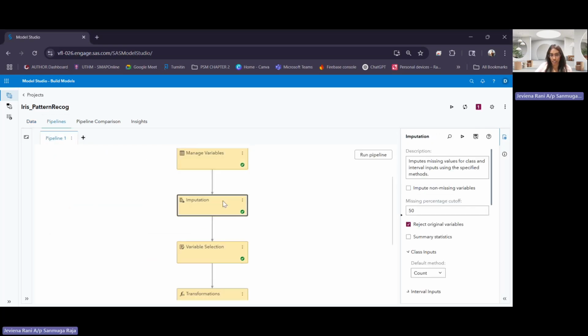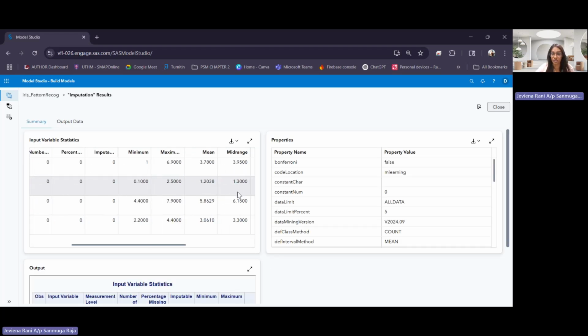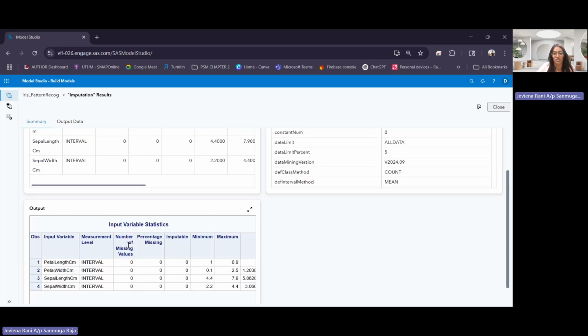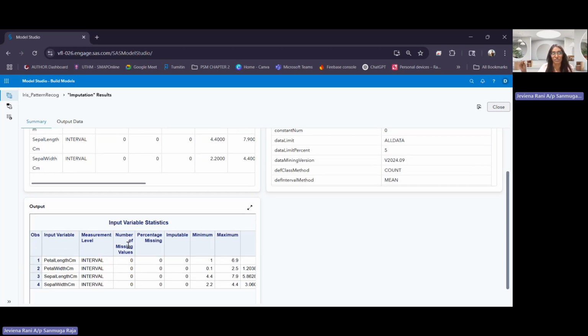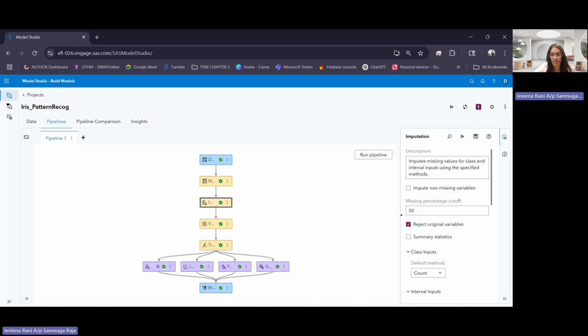So next is the imputation, where, while the iris dataset does not contain missing values, this node is included to ensure our pipeline is compatible with other datasets that might. So it prepares the model to handle missing values automatically in future and in real case scenarios by applying rules like mean or mode imputation depending on the variable type. So as we can see the results, here we can see there are no missing values as the data has been imputed. And yes, there are no missing values for all our continuous numerical data and the nominal data, which is the species. Okay, so we can go back to the pipeline.